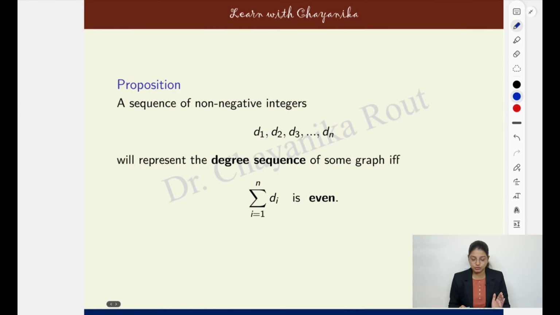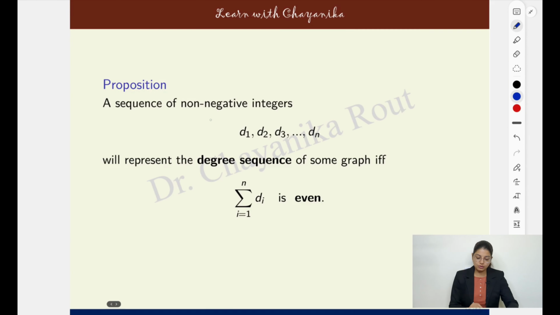So that leads us to a proposition that a sequence of non-negative integers d1, d2, d3 up to dn will represent the degree sequence of some graph if and only if the sum of all these terms is even. So basically, if you are given a sequence of non-negative integers, non-negative because the degree of any vertex can never be negative, it is either 0 or it is a positive integer.